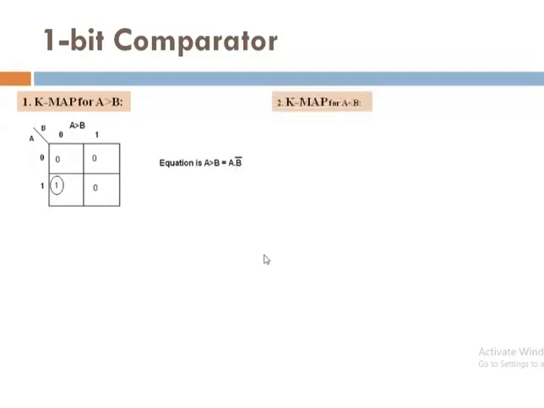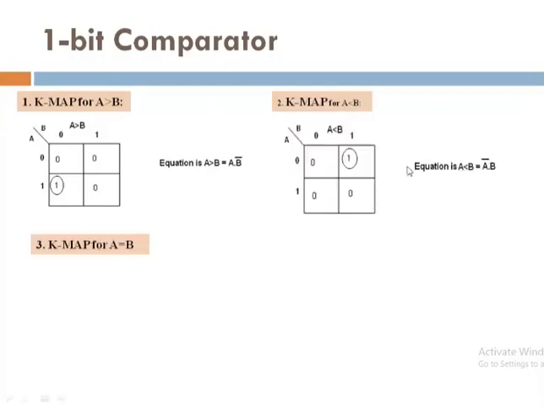Now the next K-map, for A is less than B, has only one cell which contains the high value. Again it is a group of only an individual cell. The equation for this particular group: A value is 0 and B value is 1. So A is 0, that's why A bar into B.